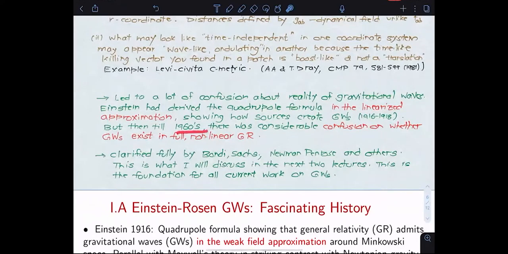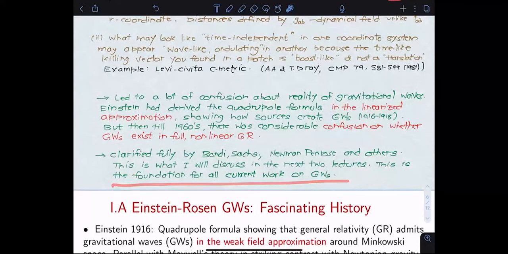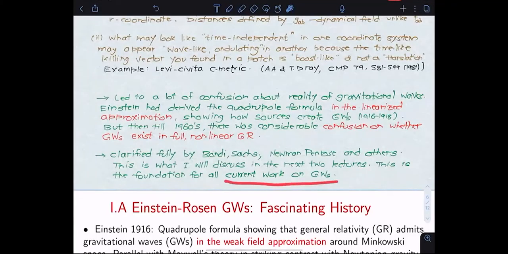But until the 1960s, there was considerable confusion on whether gravitational waves even exist. Are they physically real? There were big debates about this. And as we see next time, Einstein himself contributed to confusion here. And all this was clarified fully by Bondi, Sachs, Newman, Penrose and others in the 1960s and 70s. In the next two lectures, we will see what the mathematical foundation is, which actually provides the basis for all the current work in gravitational waves.